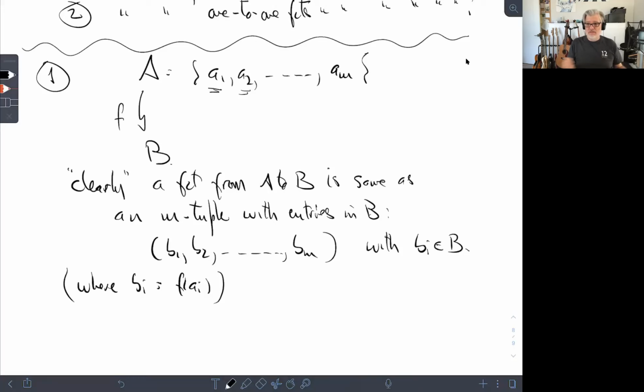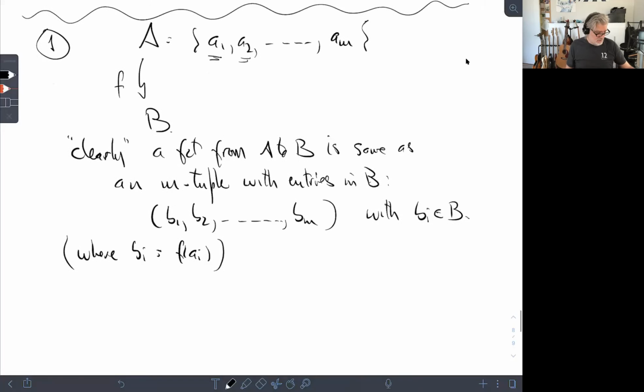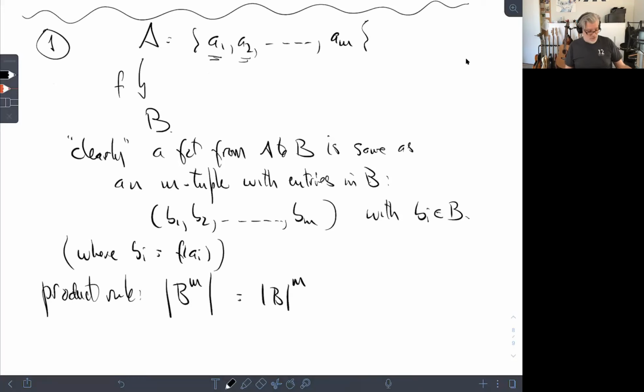Now this is just the product rule directly. I'm trying to count the cardinality of B to the m, which is B times B times B, right? So this is B to the m, nice notation, which is, as given, n to the m.